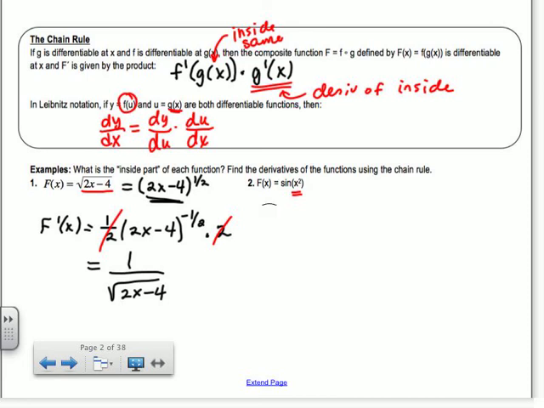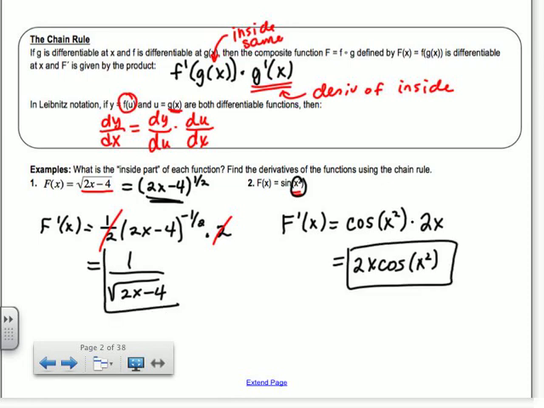All right, so f prime of x is treat that inside part like a variable. Its derivative would be cosine of that inside part. So cosine of x squared. And then times derivative of inside, 2x. So we write 2x cosine of x squared. And that's your answer. Okay, makes sense?